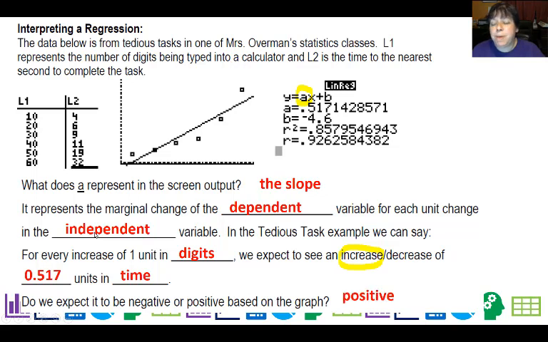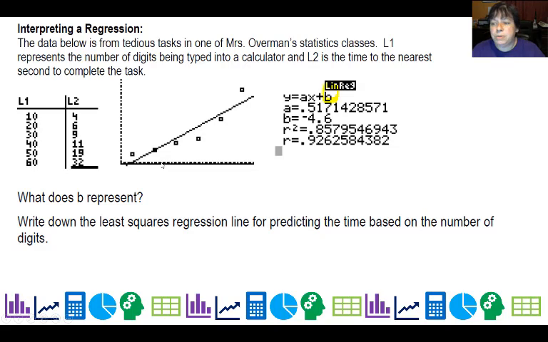Do we expect it to be positive or negative based on the graph? Well, since the slope is positive, we expect it to be increasing or positive. Now, what does B represent? Well, that should be the y-intercept. In this case, it's a little bit negative. You can see the line going down below.